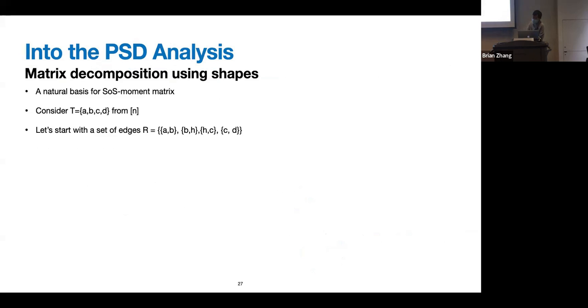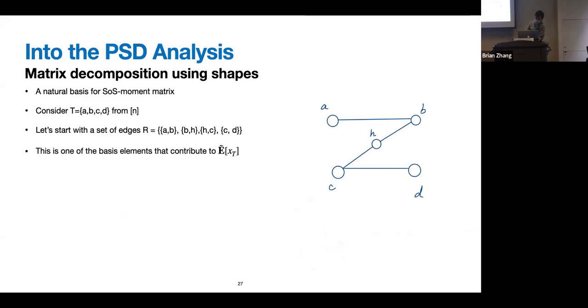Okay. So let's take a look into the PSD analysis. I want to introduce to you a matrix decomposition using graphical matrices, or using shapes. This is a natural basis for the SOS moment matrix. Let's consider T, the set of variables in X that we are going to assign moments to, to be A, B, C, D. And let's start with the set of edges AB, BH, HC, CD. We can draw it this way. This is one of the basis elements that contribute to the function E_T.